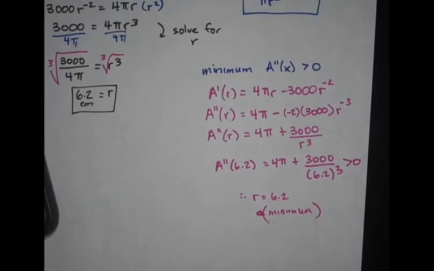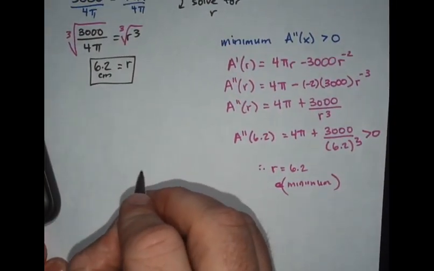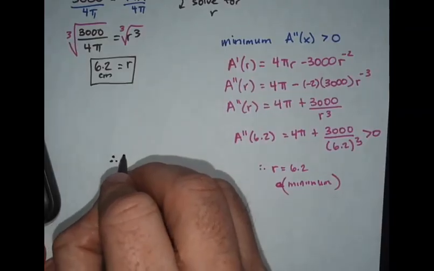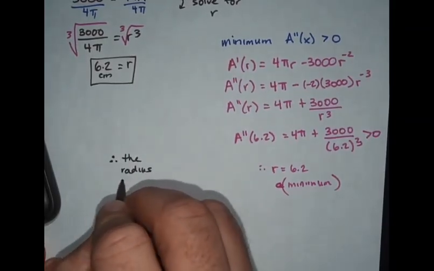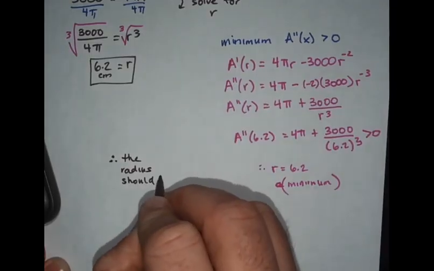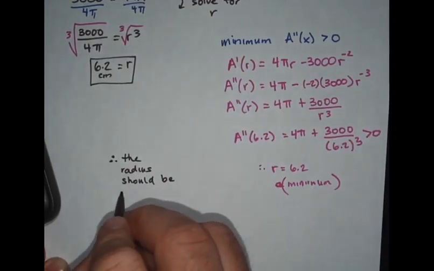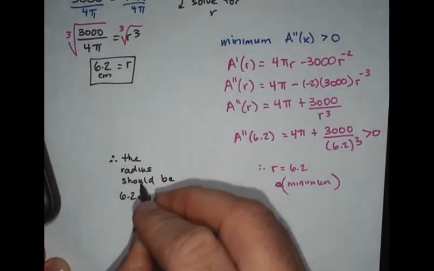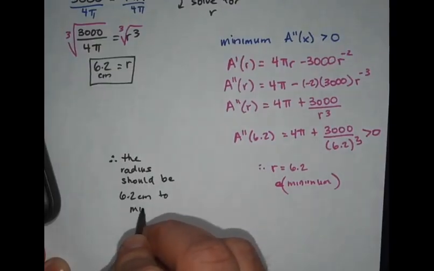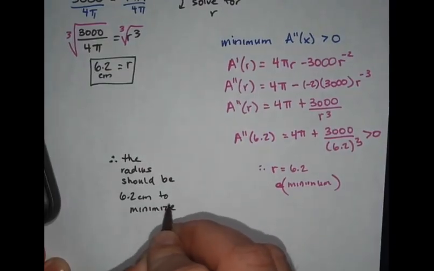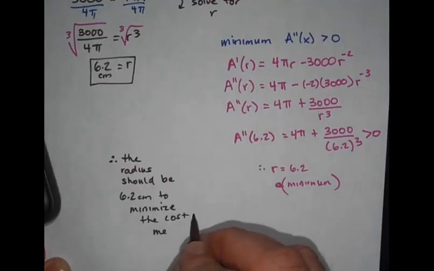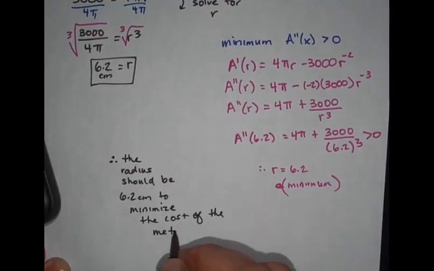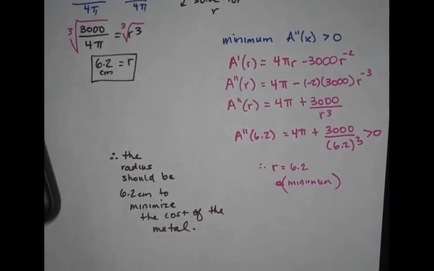All right, so from there, the radius should be 6.2 centimeters to minimize the cost of the metal. Done. All right, give the practice a go, see how it goes.